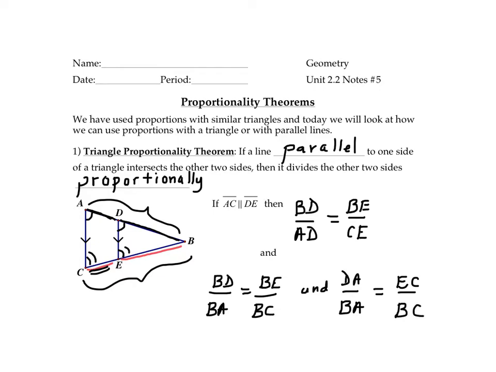So you can compare this piece to this little piece, and follow the same pattern on this side of the triangle. You can compare this side to the whole entire side, and again do the same thing on this side of the triangle. Or you can even compare this little piece to the whole side, and this little piece compared to that whole side.